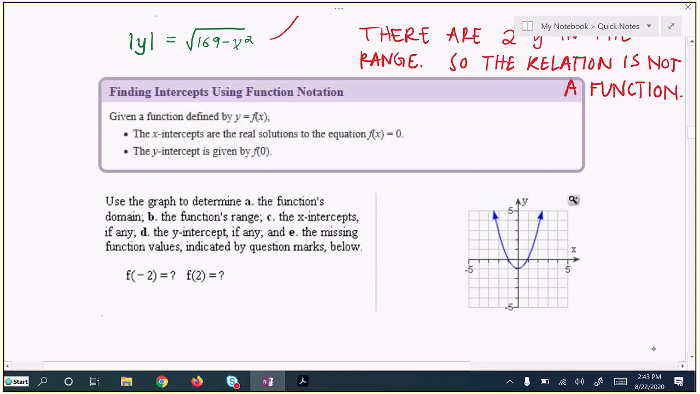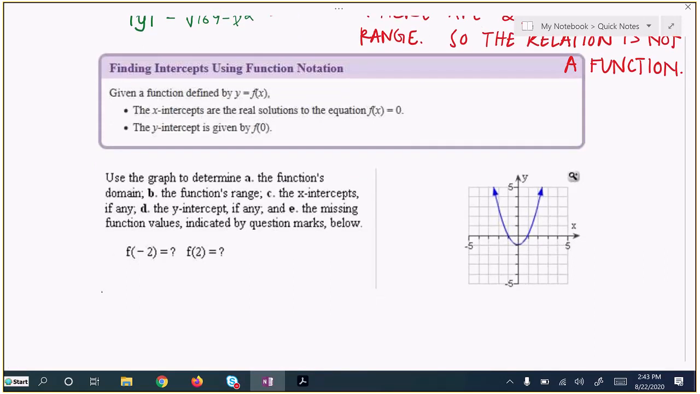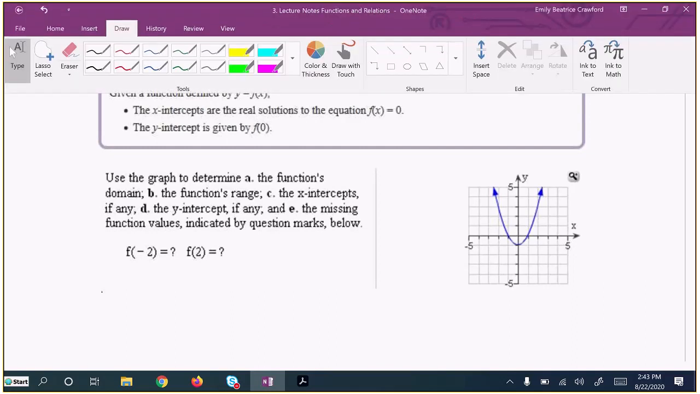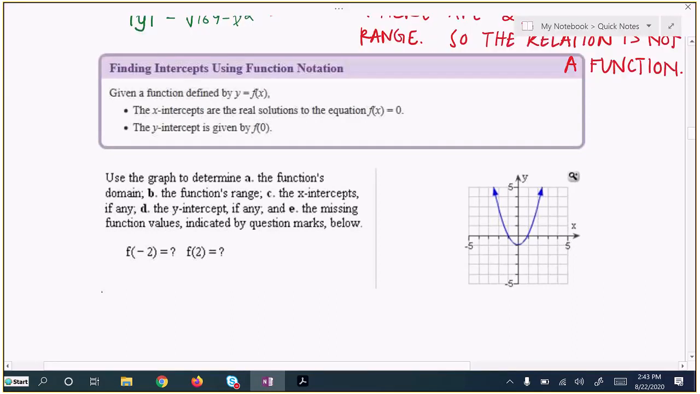So one other skill that we want to pick up is finding x and y-intercepts. And we're going to be using the function notation quite a lot from here on out. So given a function, y equal to f of x, we want to be able to determine the x-intercepts. Those are going to be the real solutions to the equation f of x equals 0. So we set our function equal to 0 and we solve for x. And the y-intercept will be the value that we find when we plug 0 in for x.